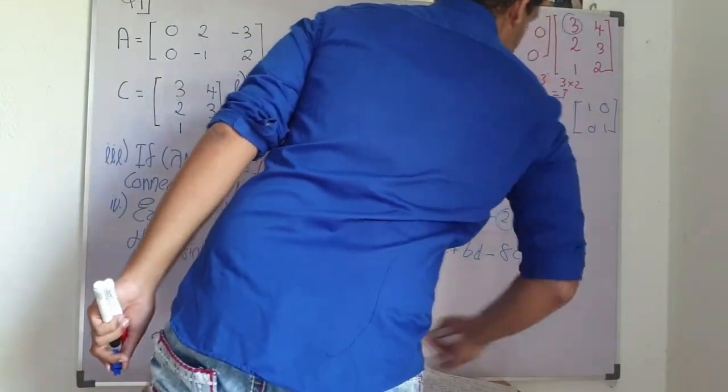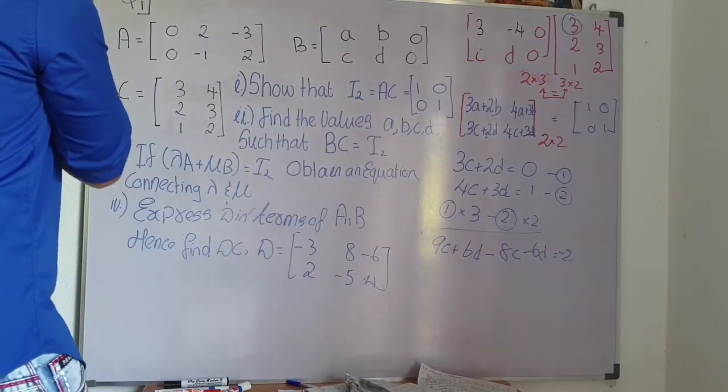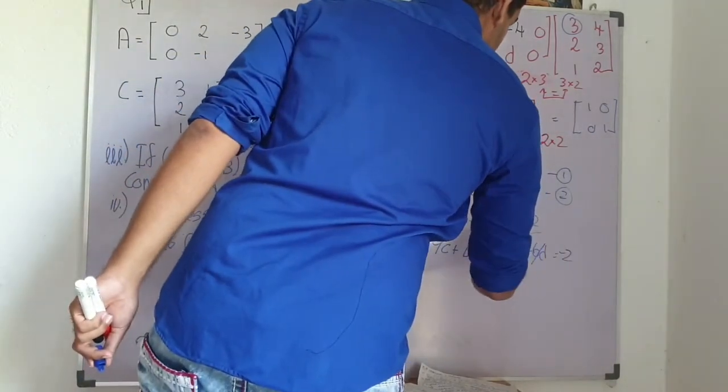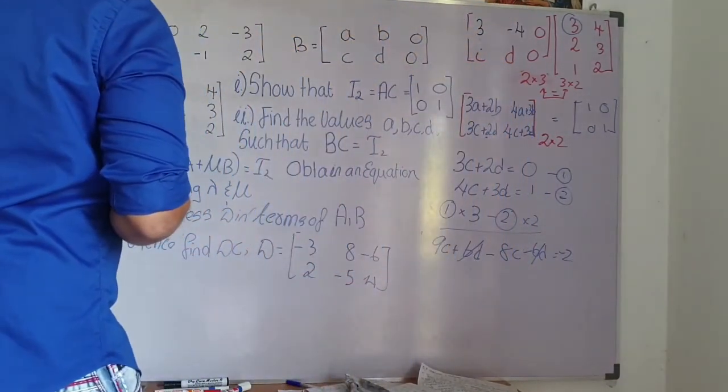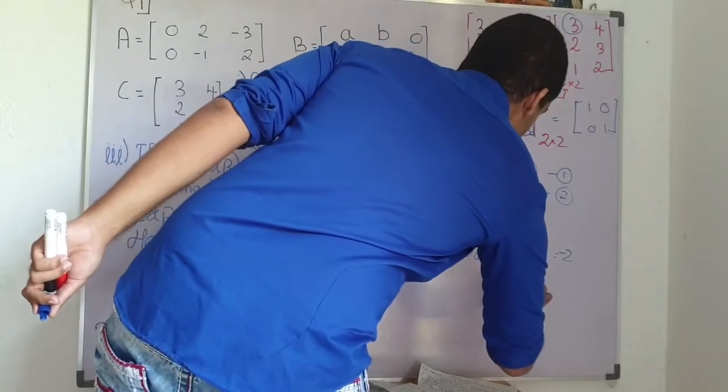Because we put a minus sign, it will be minus. So therefore this and this will be cancelled off. 6d and 6d will get cancelled off. So this will be c equals minus 2.